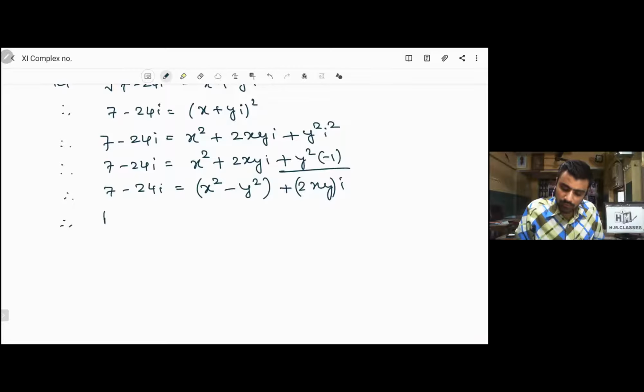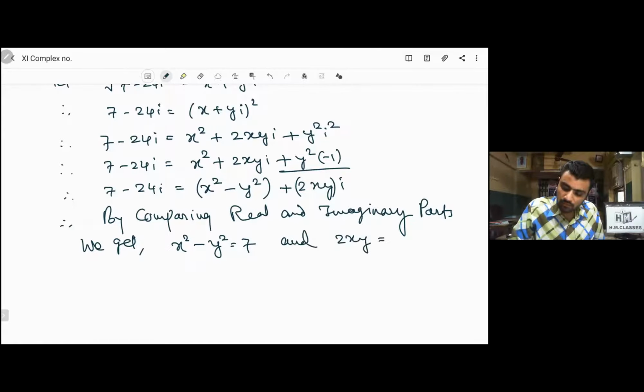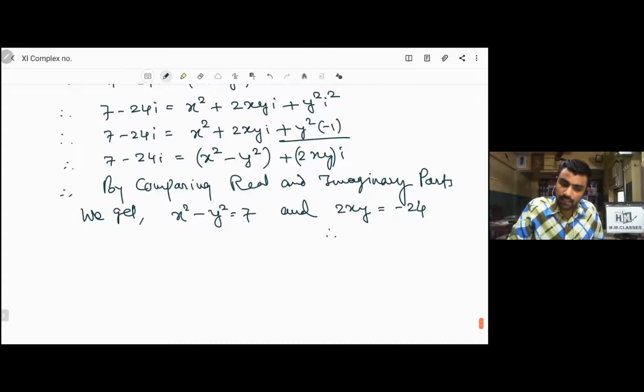So it is a real term plus 2xyi, where this 2xy is the imaginary part. And therefore, by comparing real and imaginary parts, we are going to get x square minus y square is equal to 7, and 2xy is equal to minus 24. From here we consider the value of y, students. What will the value of y be? This y is going to be minus 24 upon 2x. The 2 will cancel. Therefore y is equal to minus 12 by x.